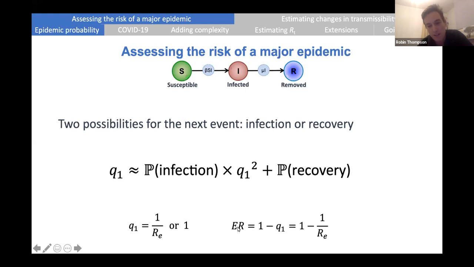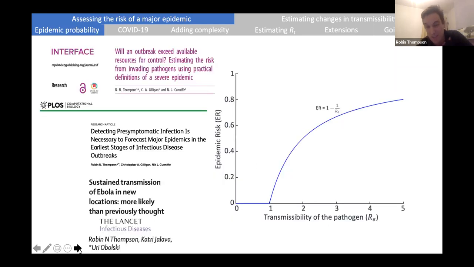So then the epidemic risk, i.e. the probability of a major epidemic starting from a single introduction, is then just 1 minus 1 over the reproduction number of the pathogen. And so that's how you can quantify, with a very basic stochastic model, the probability of getting a major epidemic starting from a single introduction.